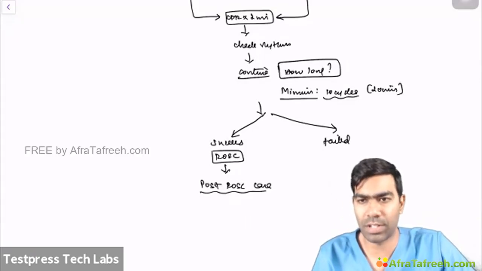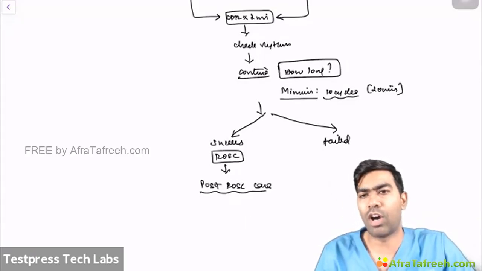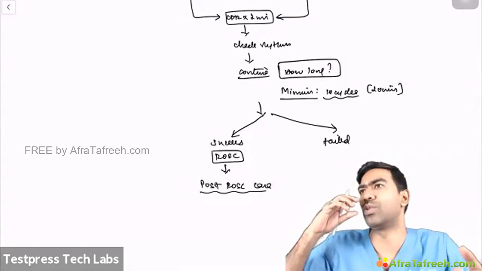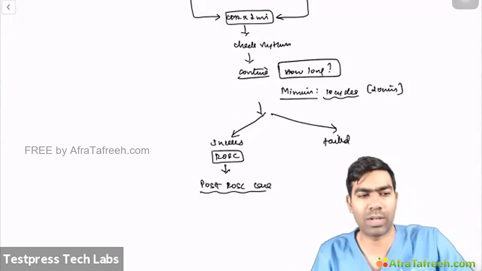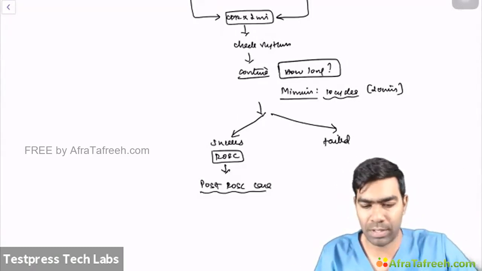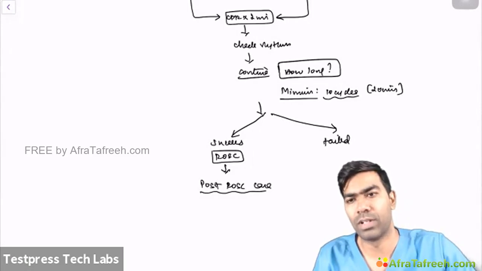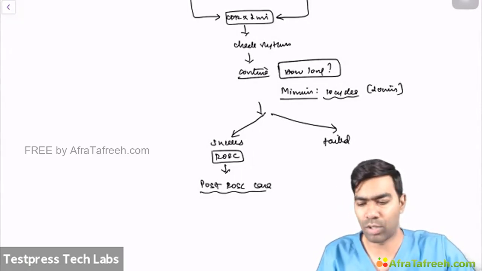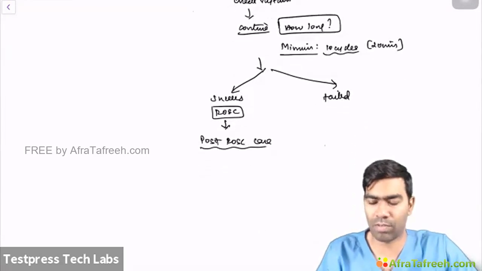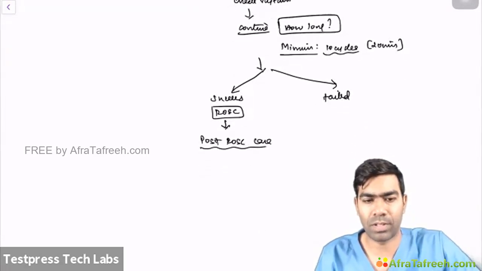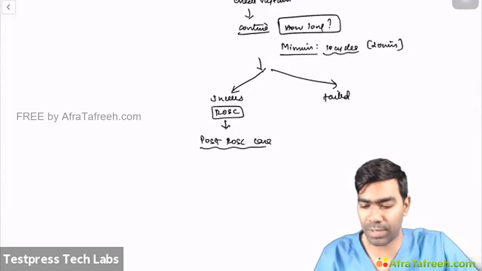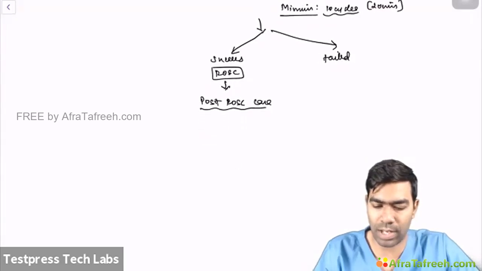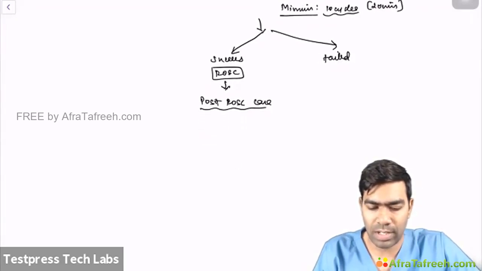EtCO2 can be assessed after endotracheal intubation, or you can assess EtCO2 using your laryngeal mask airways also. There are a lot of provisions to assess EtCO2 using your LMAs. So it's not only endotracheal intubation. You can assess through a lot of lesser invasive airways like LMAs also. What are the post-ROSC care that you have to give?